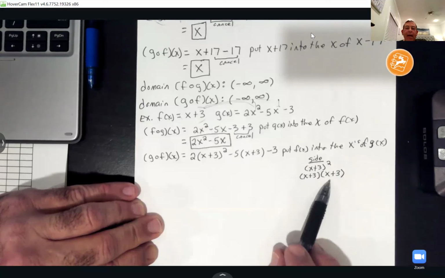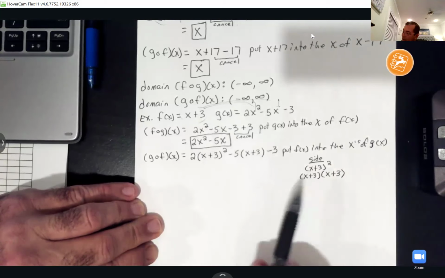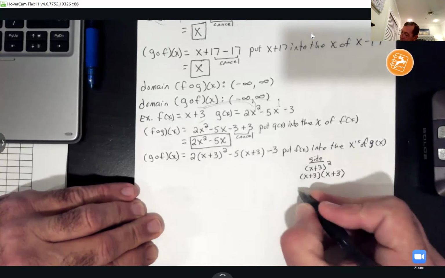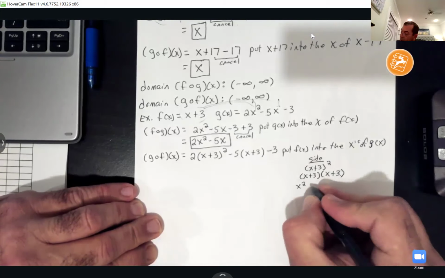So FOIL this out, and then we'll replace that with what we get here. So x times x is an x squared. X times 3 is a 3x.